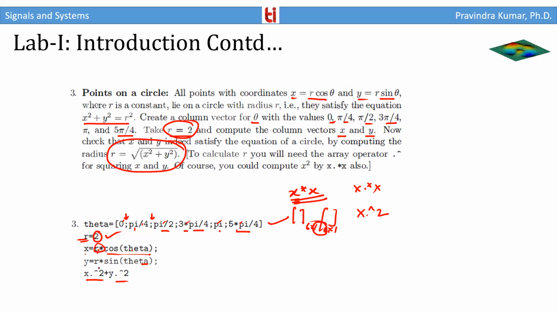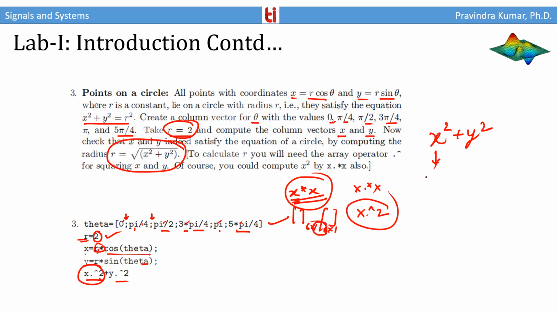In the squaring case, what you are doing is x square plus y square. Here the element by element squaring is there, not matrix square. Matrix square is not possible.